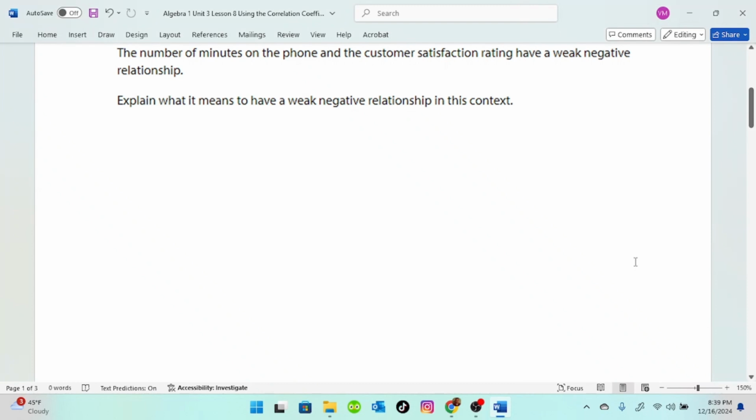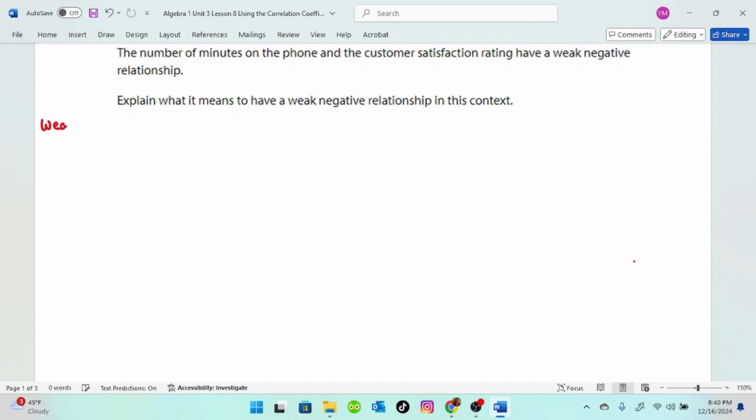The next practice problem is going to ask us the exact opposite of what the first practice problem asked us. It says the number of minutes on the phone and the customer satisfaction rating have a weak negative relationship. Explain what it means to have a weak negative relationship in this context.